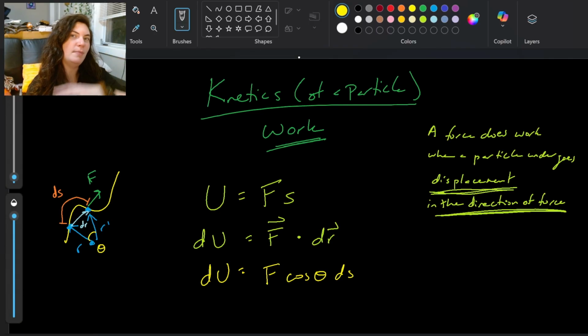So again, there are many relationships, many equations that we can derive with this U is force times displacement, where we play with these relationships of how the force is actually acting for the displacement in the direction of the force. So let's go a little bit deeper into what that means. What is doing work? What are some examples of forces that do work?